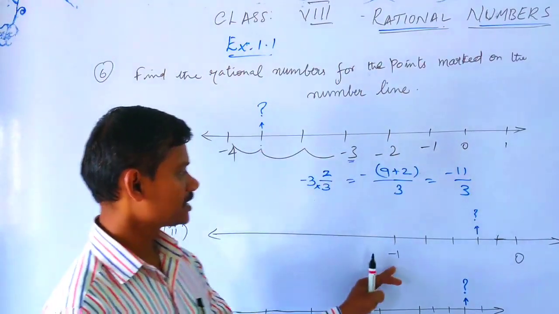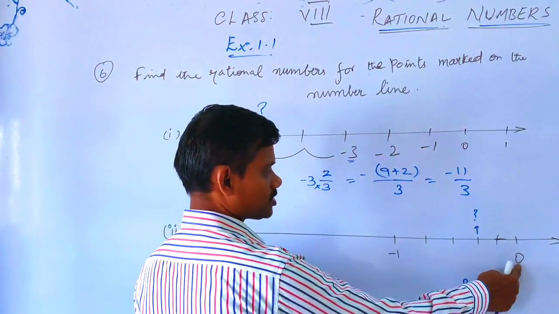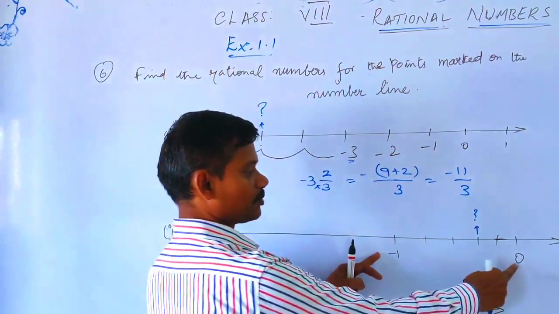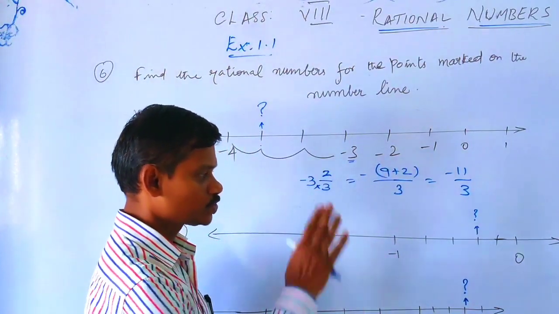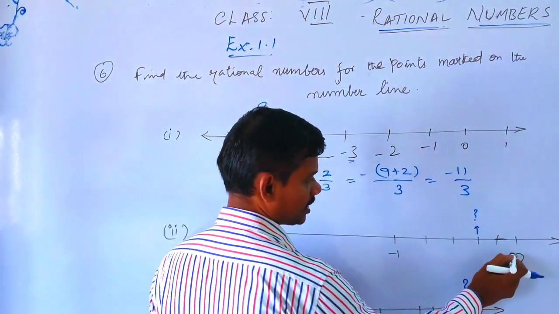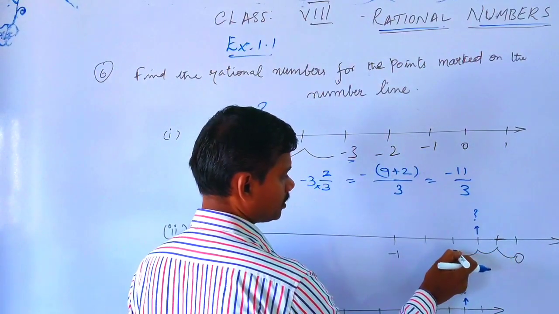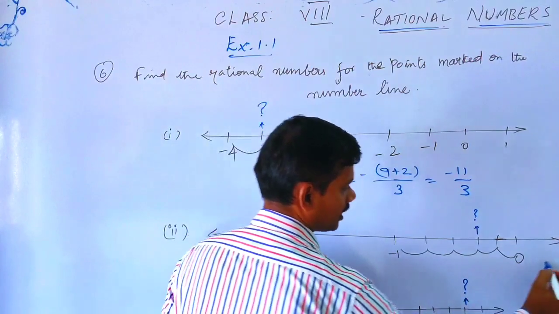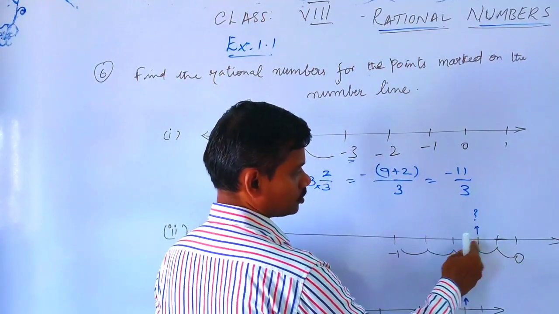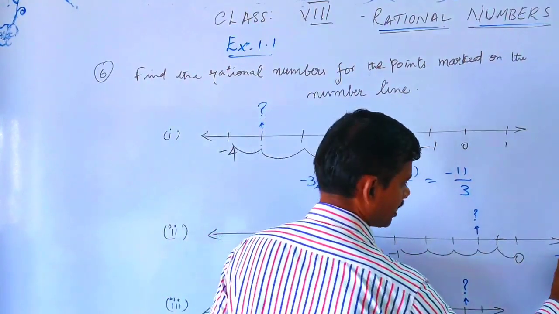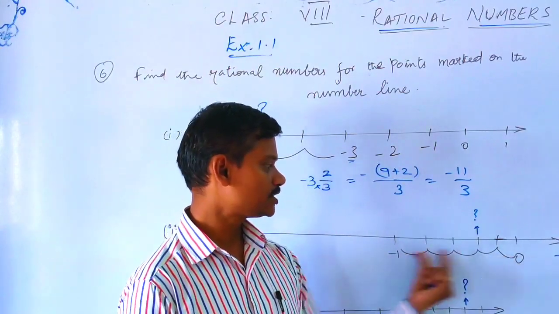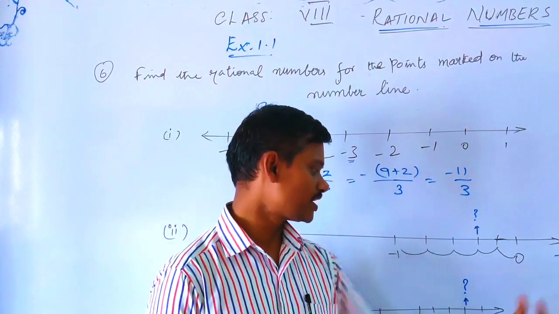rational number. Here in the second sum, the number lies between 0 and minus 1. I already told you in the last sum, if the number lies between 0 and minus 1, it should be in proper fraction. So here, what is the difference? How many parts are there? 1, 2, 3, 4, 5. So write the denominator as 5. 1, 2. It is in the second part. So here minus 2 by 5. The number lies between 0 and minus 1. So it is minus. So minus 2 by 5.